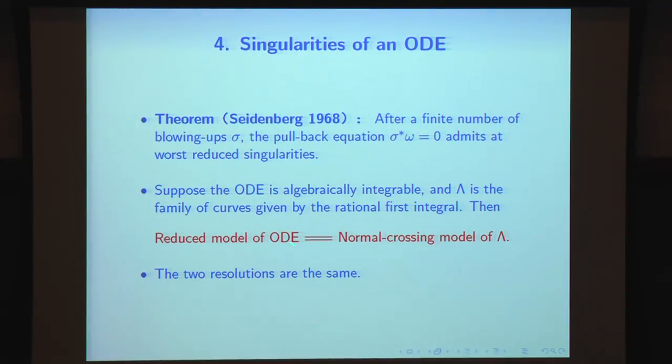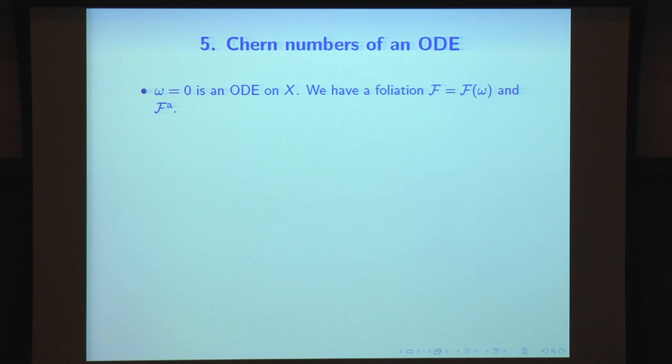One resolution is for a family of curves, where the final fibration is a normal crossing fibration. For ODEs, the final ODE is an ODE with reduced singularities. Our purpose is to define the Chern numbers of this ODE. So we have to introduce similar notations: lambda F, the normal bundle, and the modular canonical bundle.